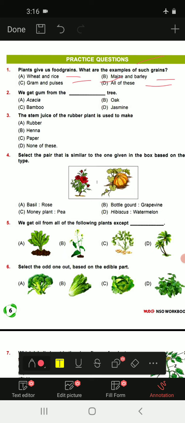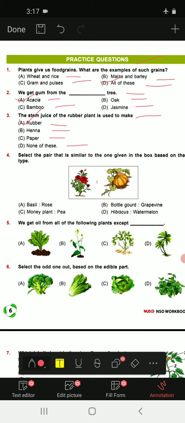Next question. We get gum from the dash tree. Option A, acacia. Option B, oak. Option C, bamboo. And option D is jasmine. So the answer is option A, that is acacia. Next question. The stem juice of the rubber plant is used to make. Option A, rubber. Option B, henna. Option C, paper. And option D is none of these. So the answer is rubber.